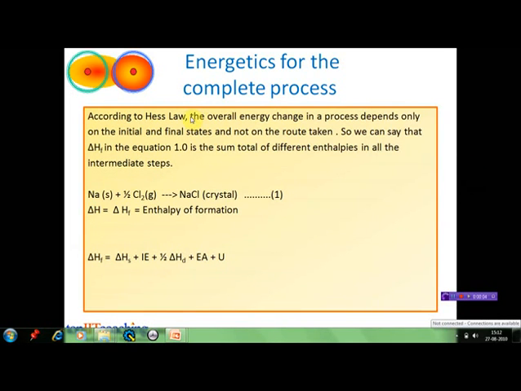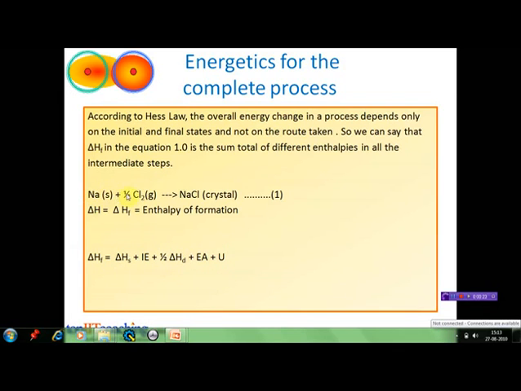According to Hess law, the overall energy change in a process depends only on the initial and final states and not on the route taken. So we can say that the enthalpy of formation that we discussed in the very first equation is the sum total of the various enthalpies involved in the intermediate states.